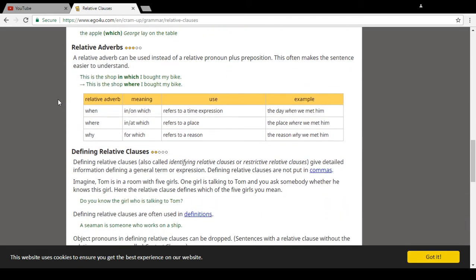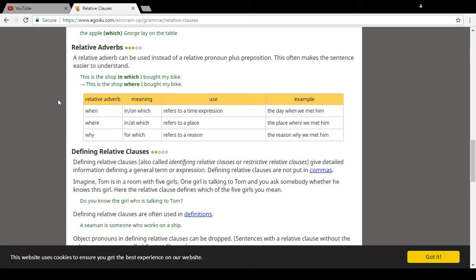Relative adverbs. A relative adverb can be used instead of a relative pronoun plus preposition. This often makes the sentence easier to understand. Znači, relativni adverb, se može koristiti umjesto relativne zamjenice plus prepozicije. Evo primjera. This is the shop in which I bought my bike. This is the shop where I bought my bike.